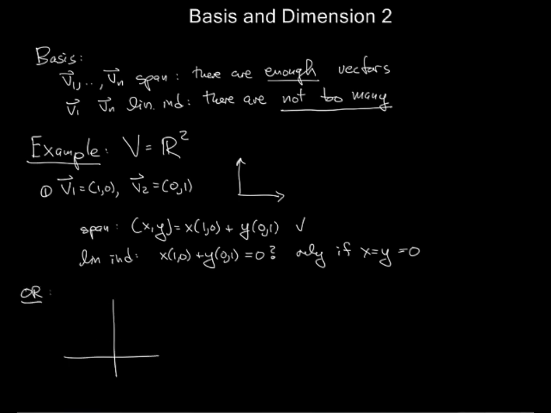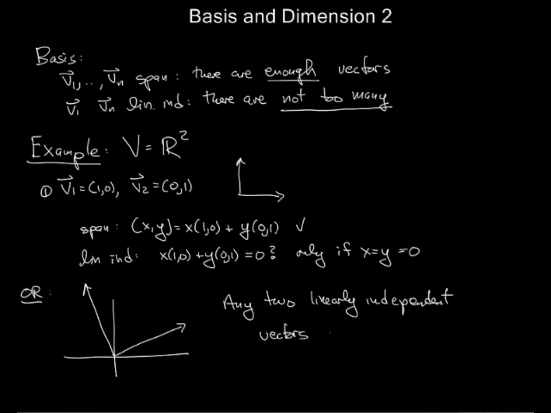Well, here's another possibility. Instead of taking that basis, take this basis. Take any two linearly independent vectors in R2. Those are a basis of R2 because I told you they're linearly independent and they automatically span R2.